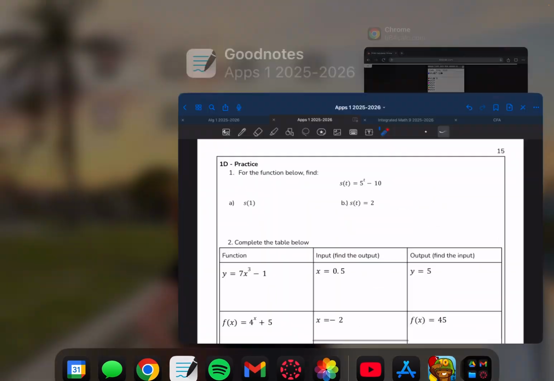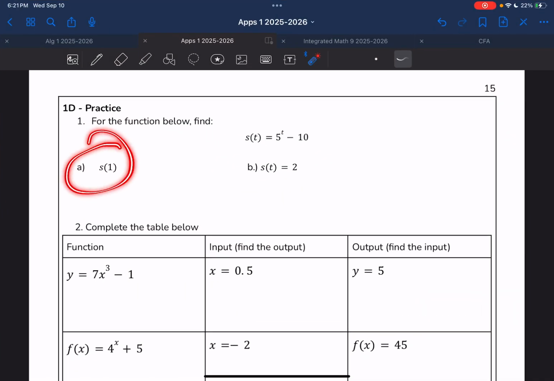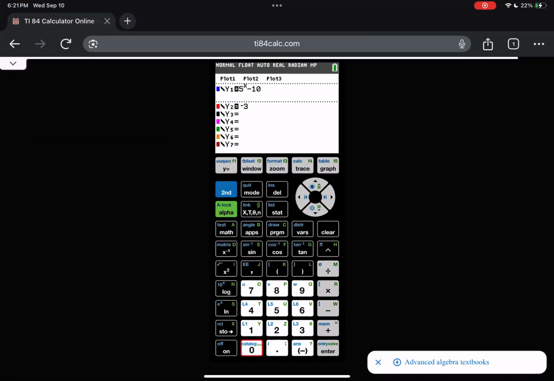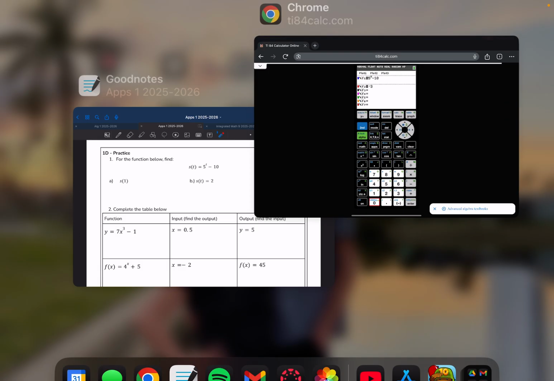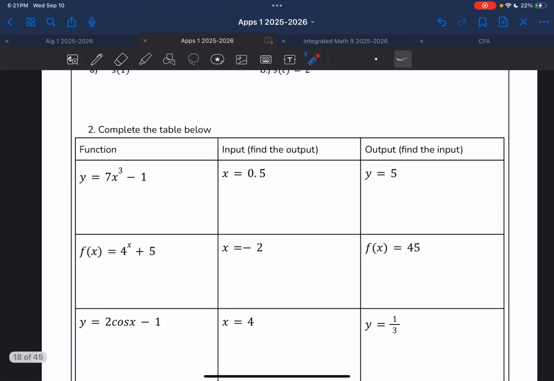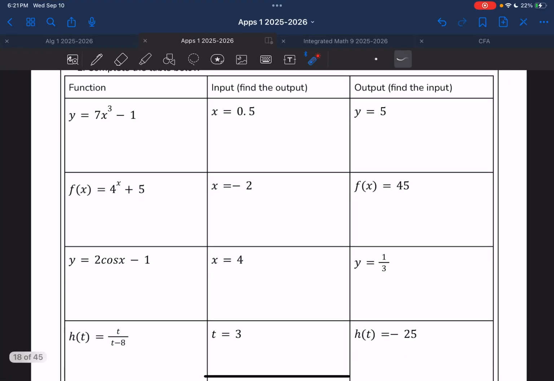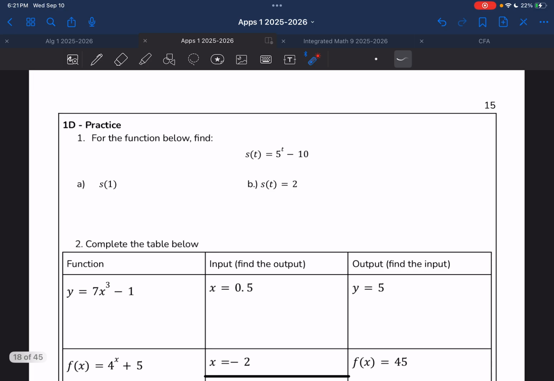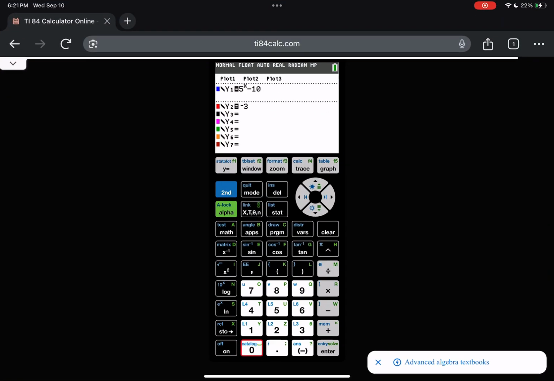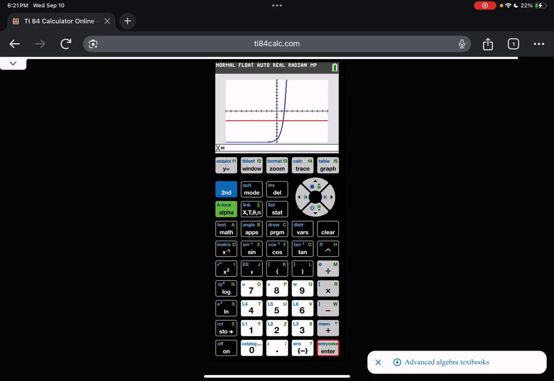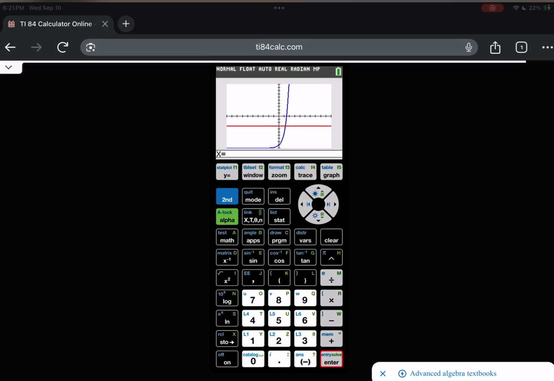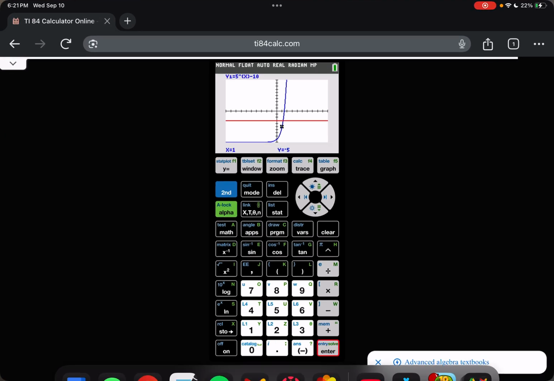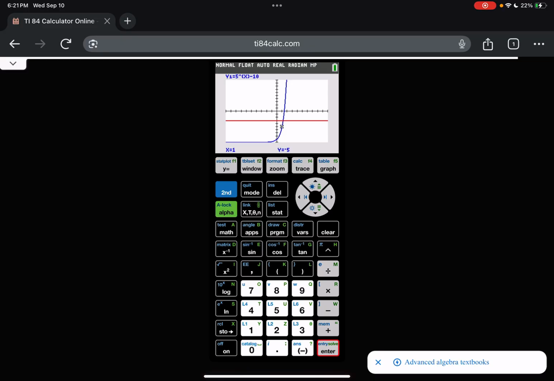And then here we want to find s of 1, so we want to find the output when the input is 1. And for these, feel free to do it without a calculator, if that is easier, which for many of them it probably will be. But we can do it on here. Calc value. What am I inputting? I'm inputting 1, and the answer is negative 5.